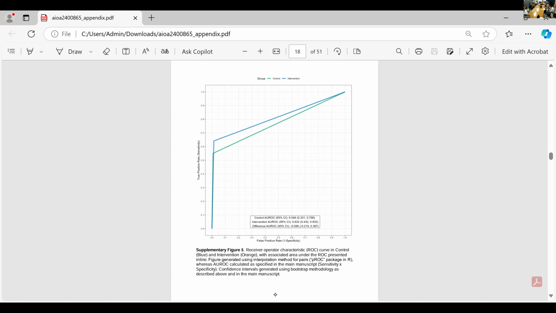0.88 means it's very good. That's what they expected the control to be, 0.88. So it's really good. But they got 0.57. So we didn't expect it to be like this. Where did it come from? What happened to their trial? What went wrong?